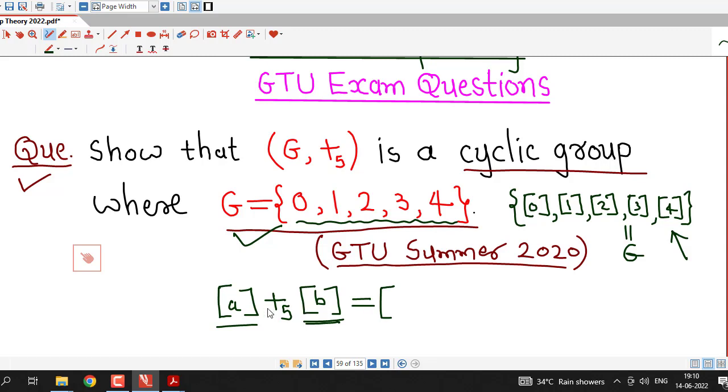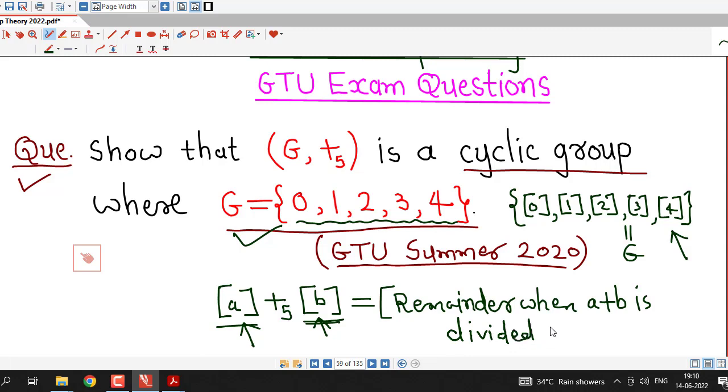and is defined as follows. If I consider two equivalence classes generated by A and B, and I apply this binary operation addition modulo 5, then we will write the equivalence class generated by the remainder when A plus B is divided by 5. So this is how addition modulo works. The resulting element is the equivalence class. Here A and B can take the values 0, 1, 2, 3 and 4.